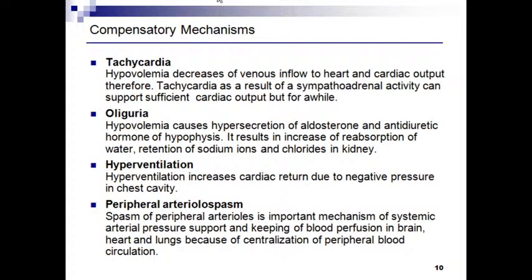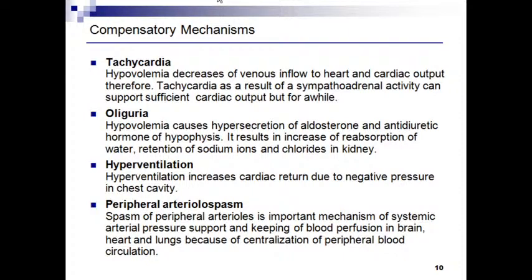Oliguria. Hypovolemia causes hypersecretion of aldosterone and antidiuretic hormone of the hypophysis. It results in increase of reabsorption of water, retention of sodium ions and chlorides in the kidney. Oliguria is a protective mechanism. The amount of urine decreases, so more volume of blood keeps in blood vessels.